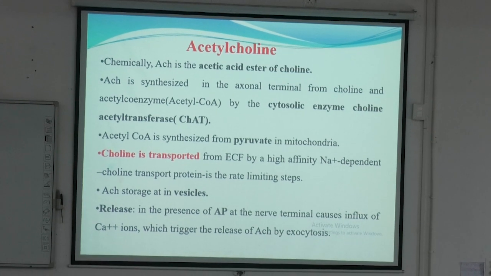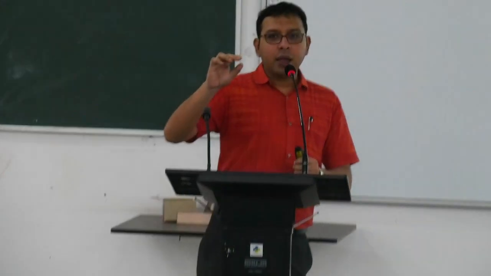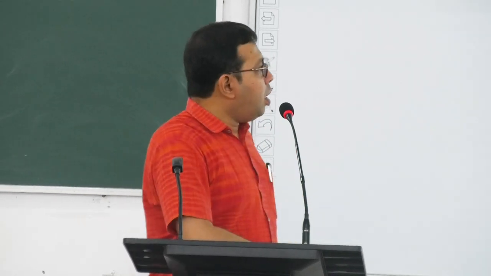Already I have discussed choline uptake. Choline uptake is done by means of the choline sodium symporter. So both the choline and the sodium ion come within the neurons. And this is the rate limiting step. That is, we can modulate how much acetylcholine can be formed by limiting this step.